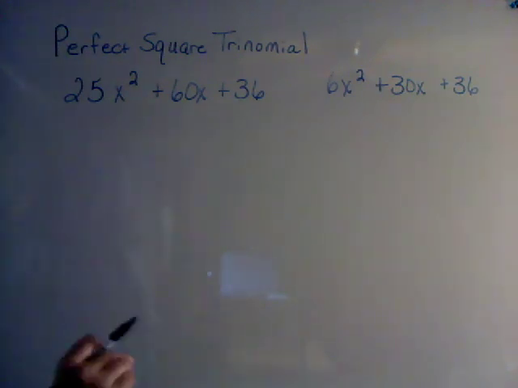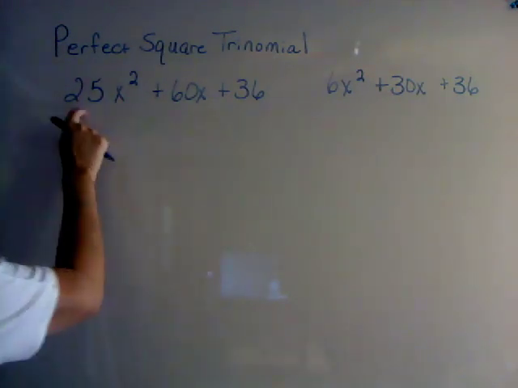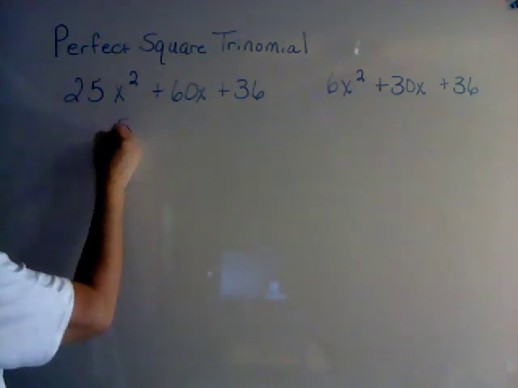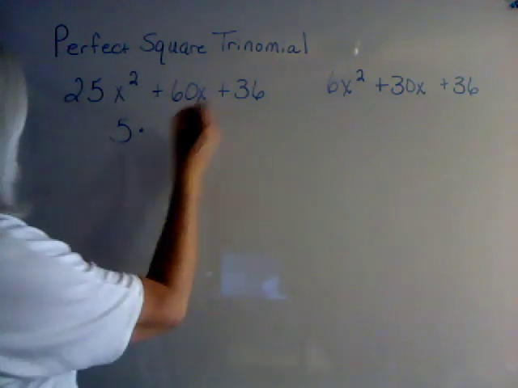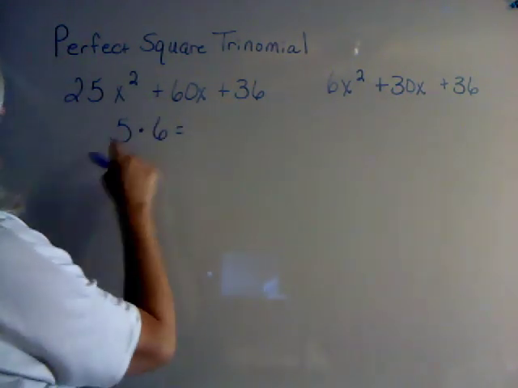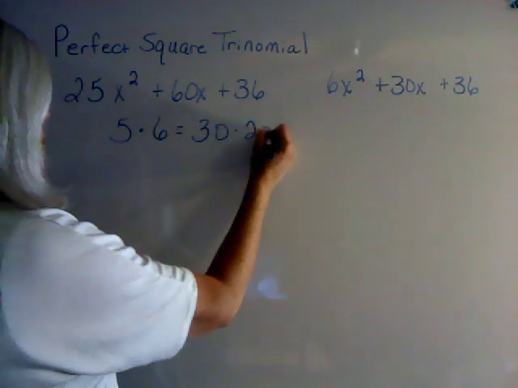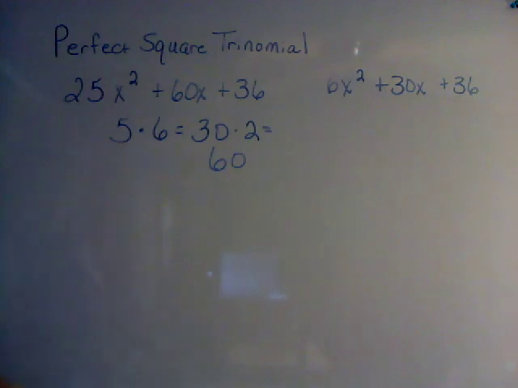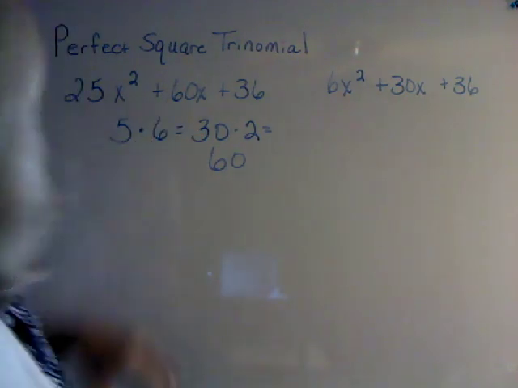Okay, let's check our answers. We want to know if this is a perfect square trinomial. Well, the square root of 25 is 5. I'm going to multiply by the square root of 36, which is 6. 5 times 6 is 30. And if I multiply that by 2, then I do get 60. So yes, this is a perfect square trinomial.